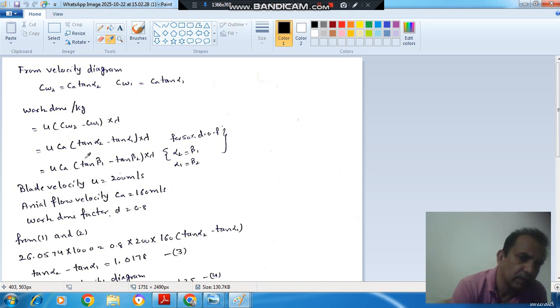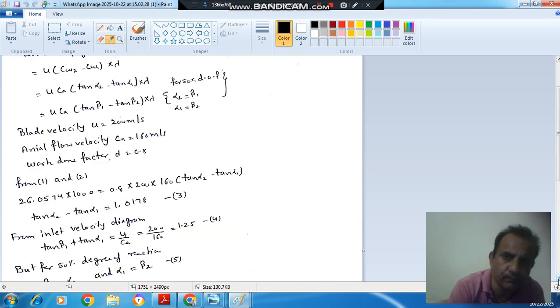Okay, and for 50% degree of reaction, alpha 2 is equal to beta 1 and alpha 1 is equal to beta 2. So this can also be explained like this. Now blade velocity is given, that is 200 meter per second. Axial flow velocity CA is given, that is 160 meter per second, and lambda is given. So we can find out the work done in terms of tangent alpha 2 and alpha 1, and that work done we have already found out, that is 26.05 kilojoule per kg.